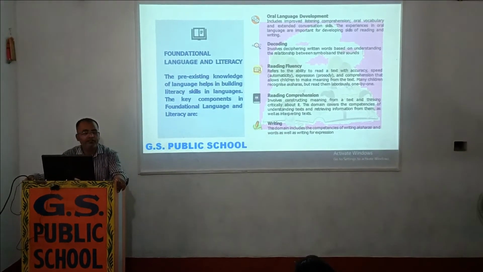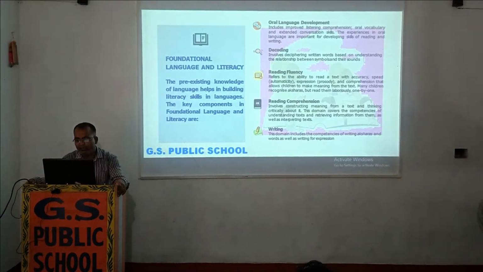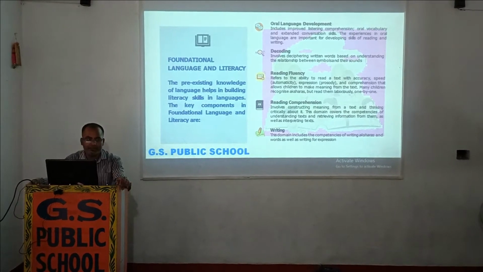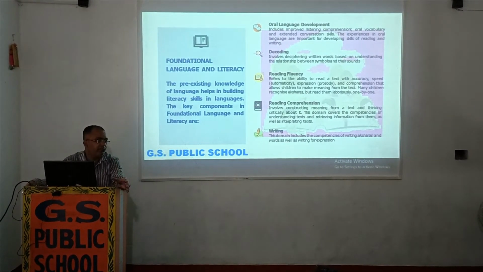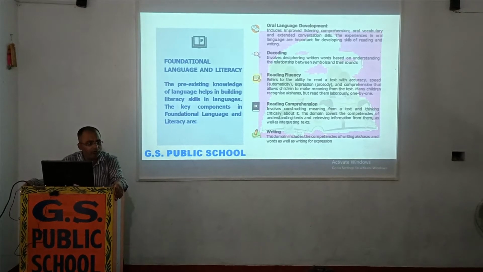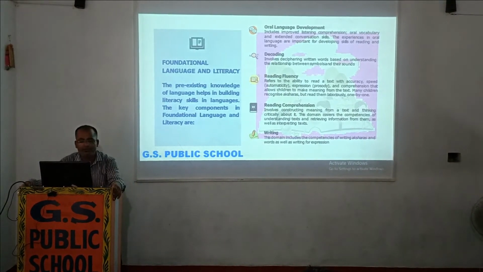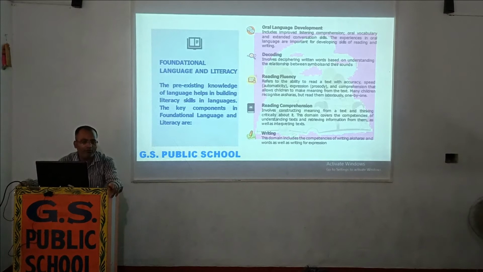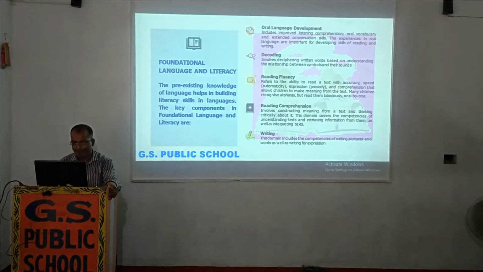And the last one is writing. This domain includes the competencies of writing akshara, what we call alphabets, A, B, C, D. In regional languages, whatever they may be, we used to see aksharas like Ka, Kha, and so on.